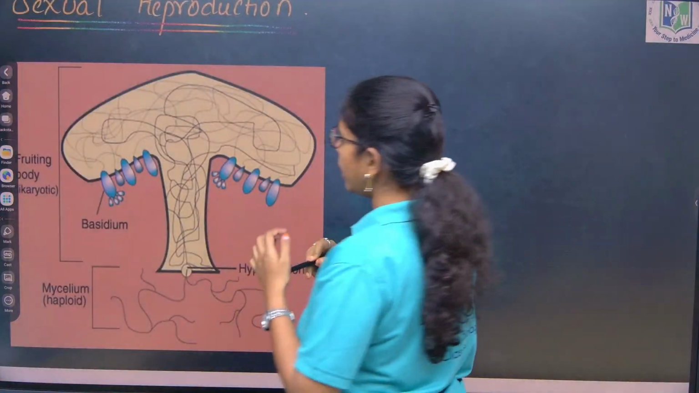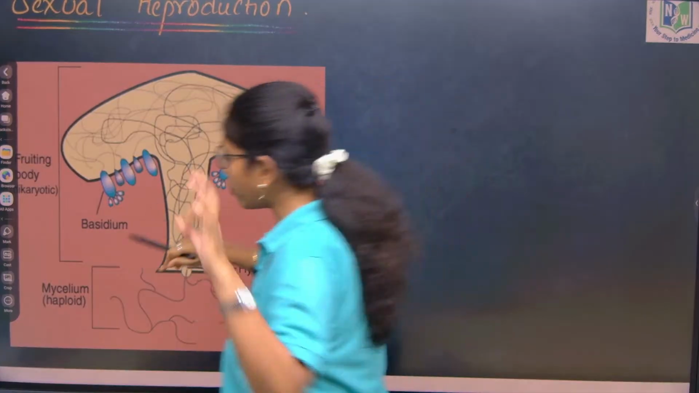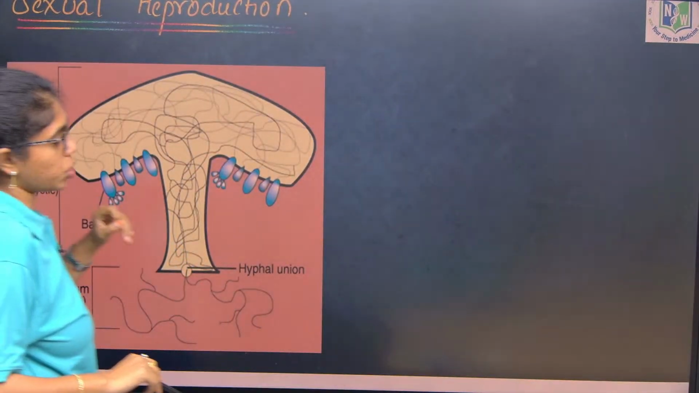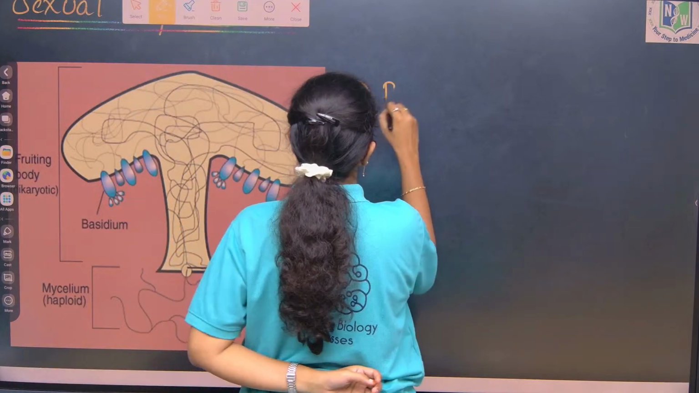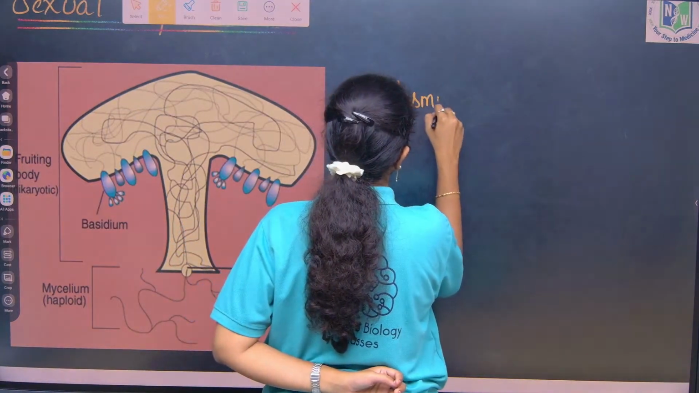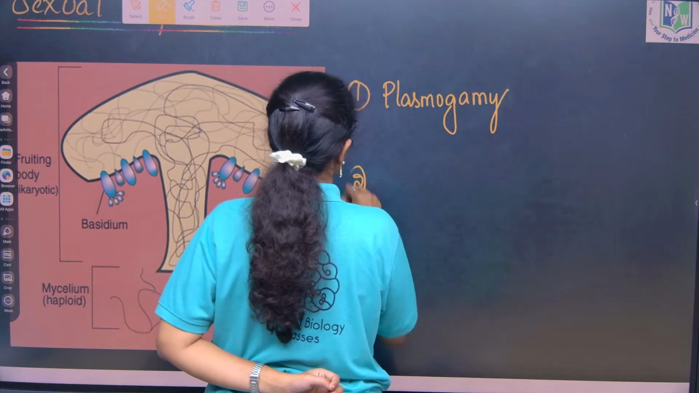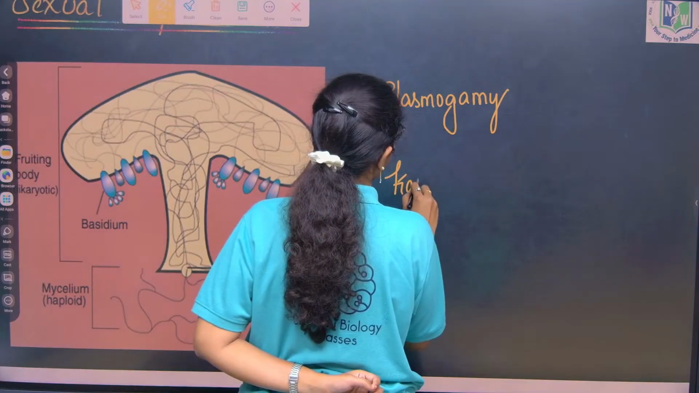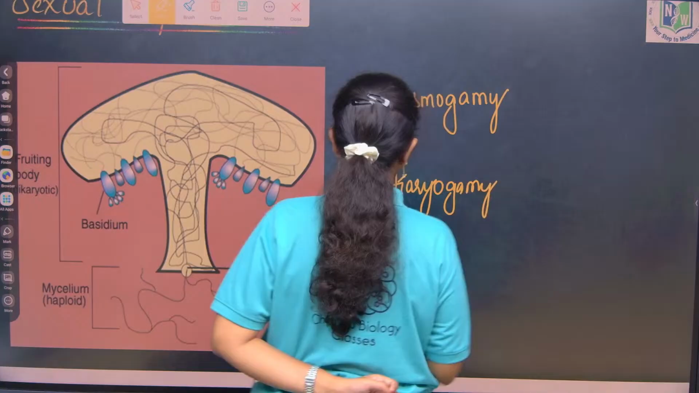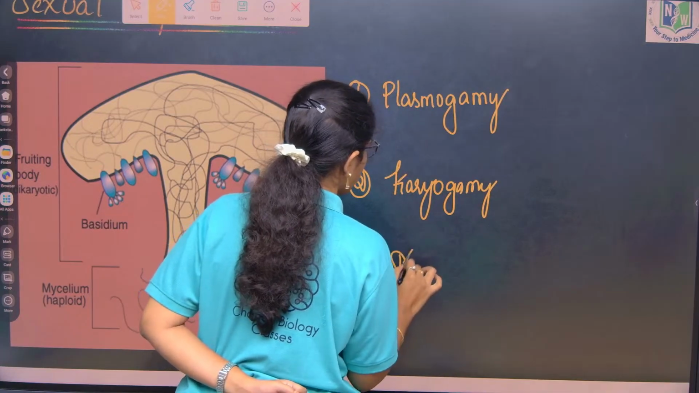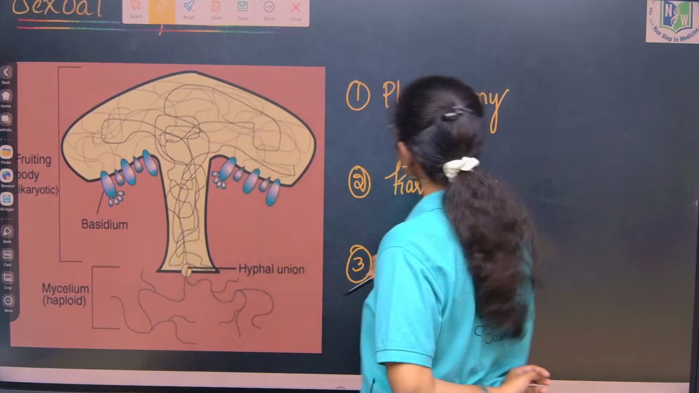Sexual reproduction: this is the basidiocarp. There are three stages of sexual reproduction. First is plasmogamy. Second is karyogamy. Third is meiosis of spores. What type of meiosis? Zygotic meiosis.